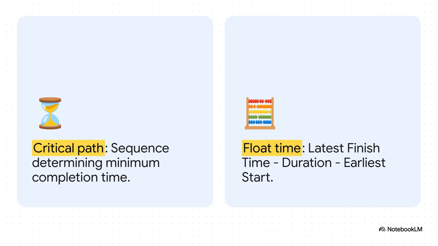On the flip side, we have float time. This tells you exactly how much breathing room a specific task has. You calculate it pretty easily. Take the latest finish time, subtract the task's duration, and then subtract the earliest start time.